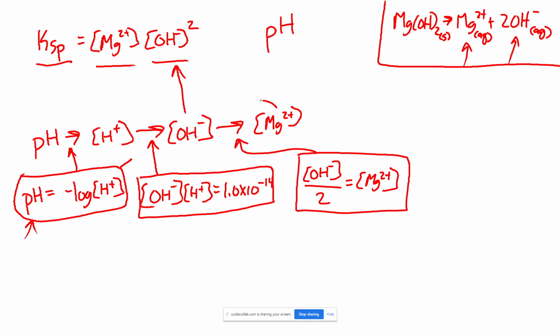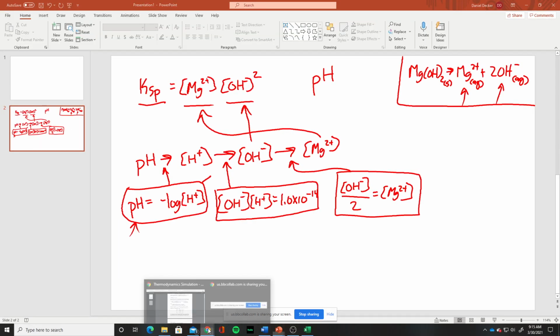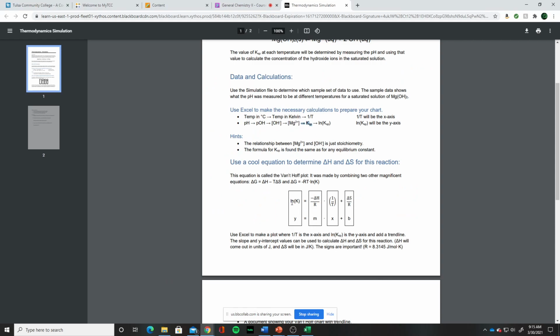And so then at that point, we now have both of those concentrations, which allows us to get the KSP, and then we just take a nice little log. Is it log base 10? I think it is log base 10. Go back here. No, it's the natural log. So take the natural log then of the KSP, and that will give you your Y value here. And so it is a little bit of a trek to get from the pH all the way to the natural log of KSP.